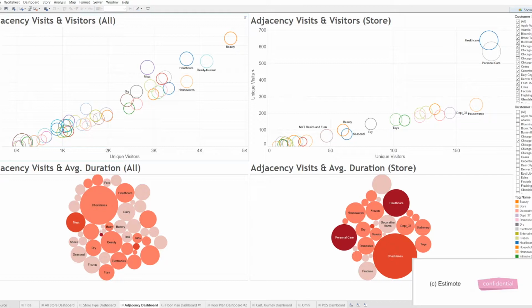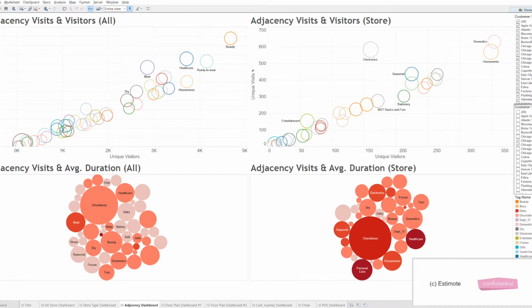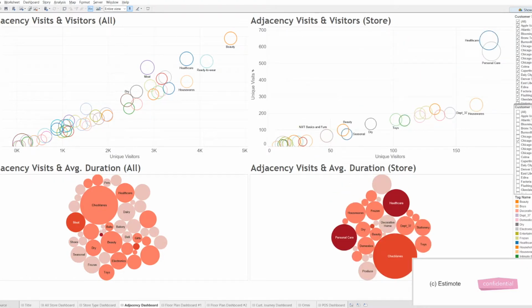For example, currently, the left side of the dashboard is an aggregation or a bundle of the entire group of stores within the pilot, while the right side of the dashboard is a representative of a single Chicago store. This can be changed again by using the filters on the right. However, let's keep that one store in mind.